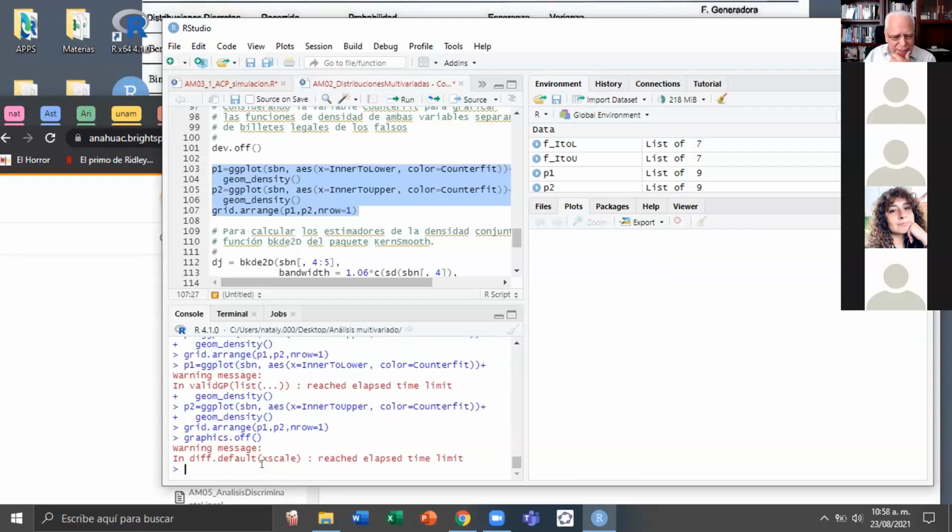Something is wrong with it. It's giving you a reached elapsed time limit. I don't know why that is. Try the plot again and see if it works. Okay. Let me try it and I'll tell you. Okay. Thank you. You're welcome.